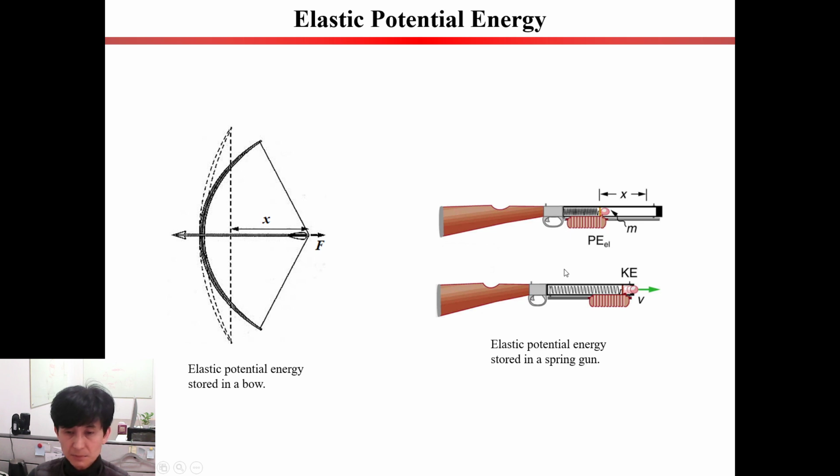Now another example is elastic potential energy stored in a spring gun. If a spring is compressed and we put a ball just in front of the spring, and we release the spring, we can generate kinetic energy which was initially stored in the spring. This kind of energy is called potential energy by an elastic system.